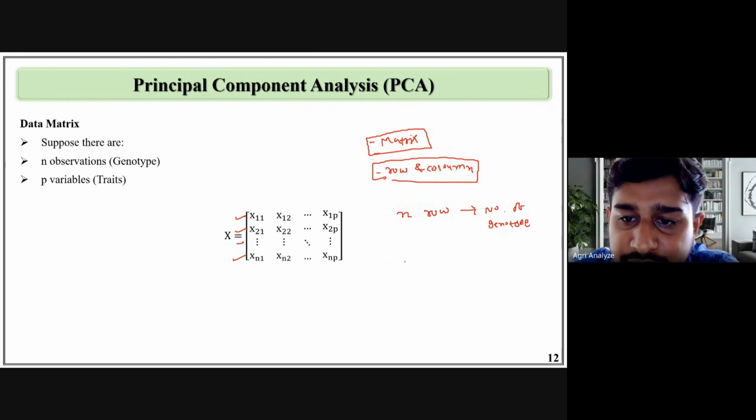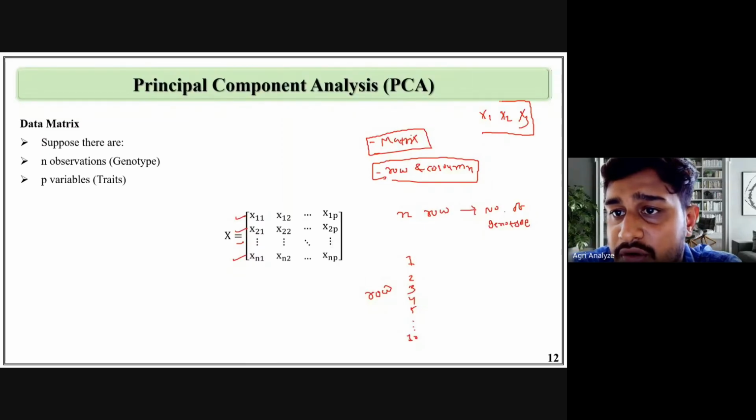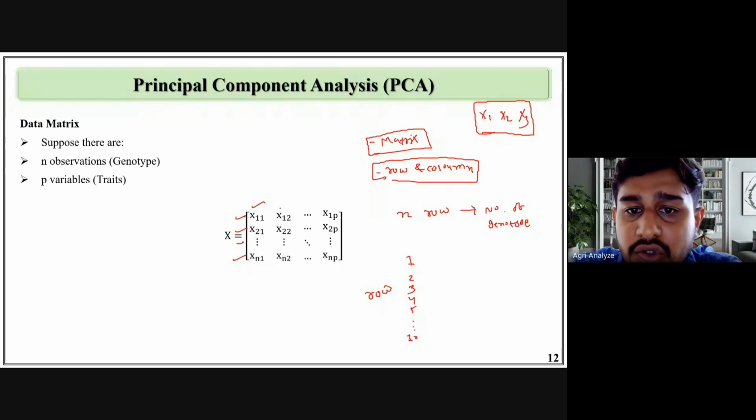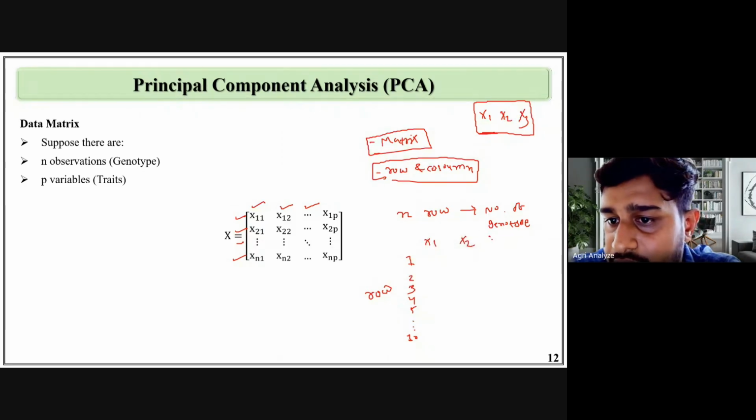If we have 10 genotypes, 1, 2, 3, 4, 5 up to 10, this is the row of our matrix. And if we study three variables, x1, x2, and x3, this is the column of our matrix. Here we have 1, 2, and 3 columns because we have three variables at a time: x1, x2, and x3.